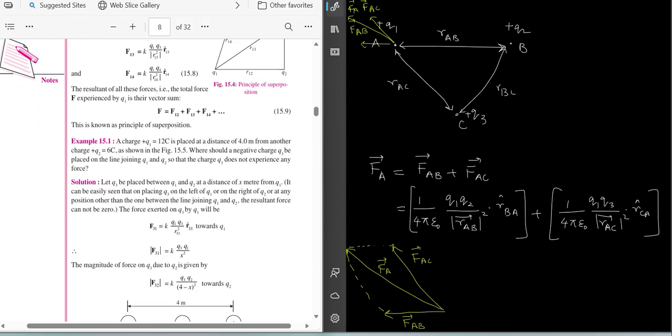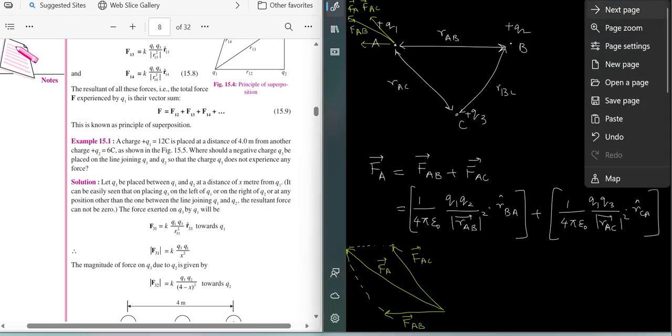So with this, we can understand this question. Let's see what this question is. A charge Q1 equal to plus 12 Coulomb is placed at a distance of 4 meter from another charge Q2 equal to plus 6 Coulomb. The figure is like this. Where should a negative charge be placed on the line joining these two charges so that this charge does not experience any force? So that means, let us say this was our first charge and this was our second charge.